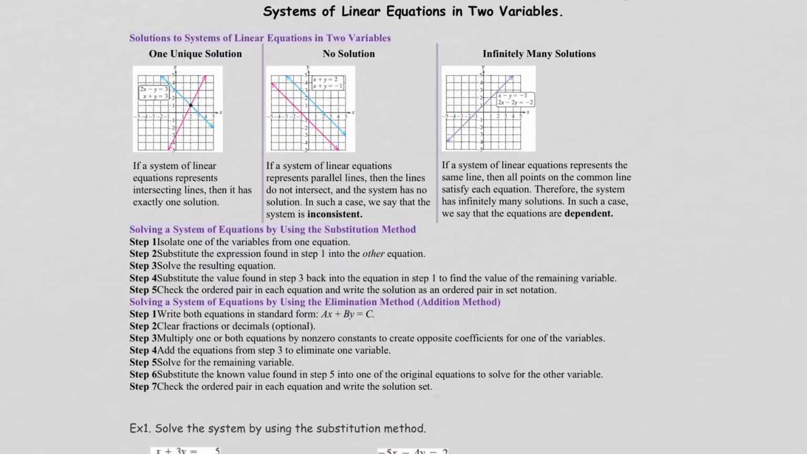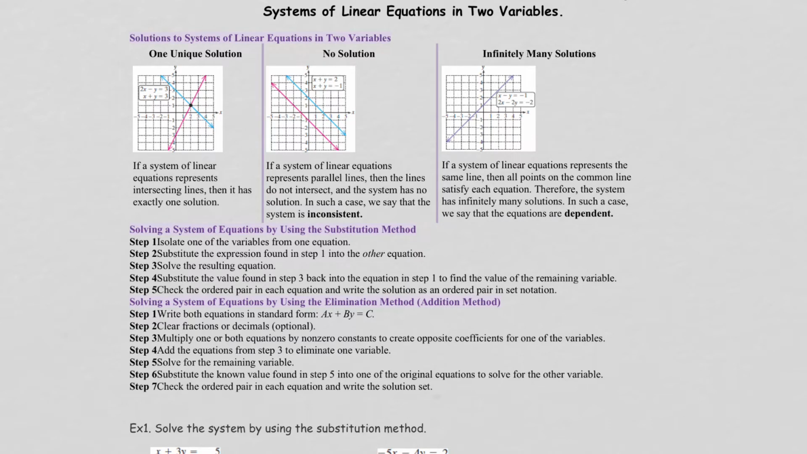You can also have infinitely many solutions. Why? Because when two lines are identical, the same line, we call that dependent, right? So when we're solving a system of linear equations in two variables, you could have three different types of solutions. The first gives you one unique solution. The other is no solution, and then there are many solutions.